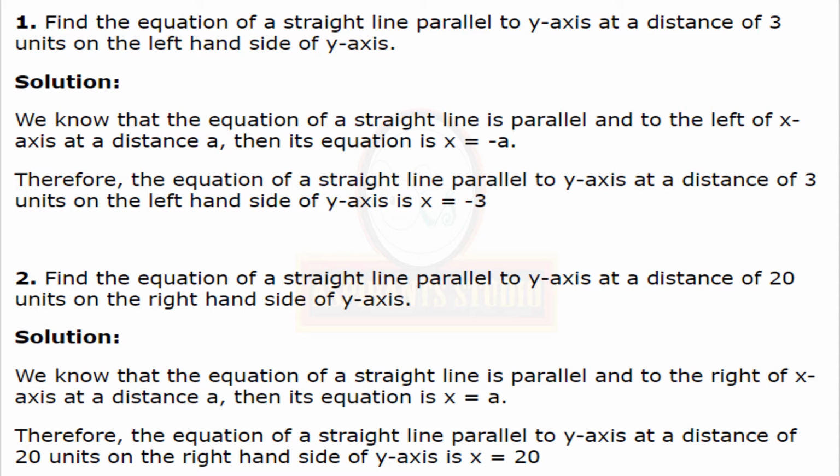Now see the second example. Find the equation of a straight line parallel to y-axis at a distance of 20 units on the right hand side of y-axis. We know that the equation of the straight line parallel to y-axis will be x is equal to a constant. Here x is equal to a, because at a distance of 20 units on the right hand side of y-axis, it is given right hand side of y-axis, so it is positive. So x is equal to a. Therefore, the equation of a straight line parallel to y-axis at a distance of 20 units on the right hand side of y-axis is x is equal to 20.